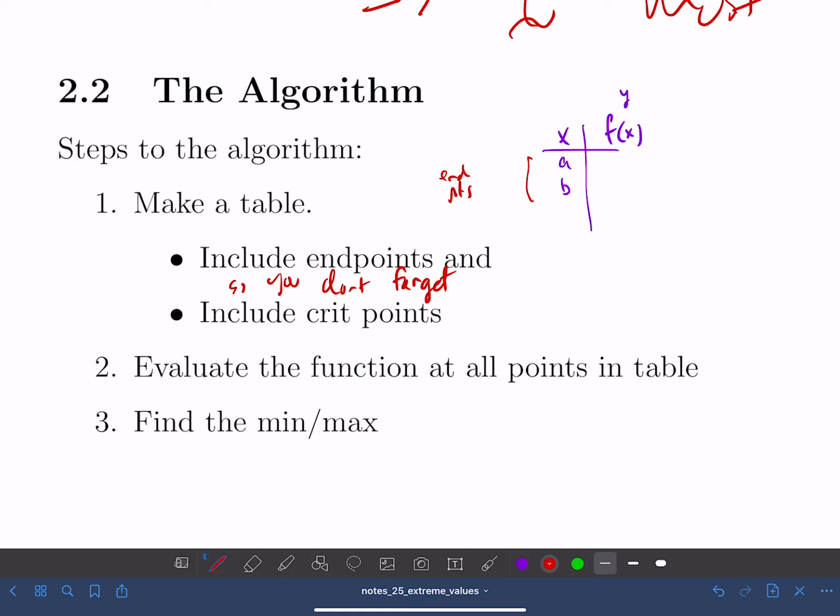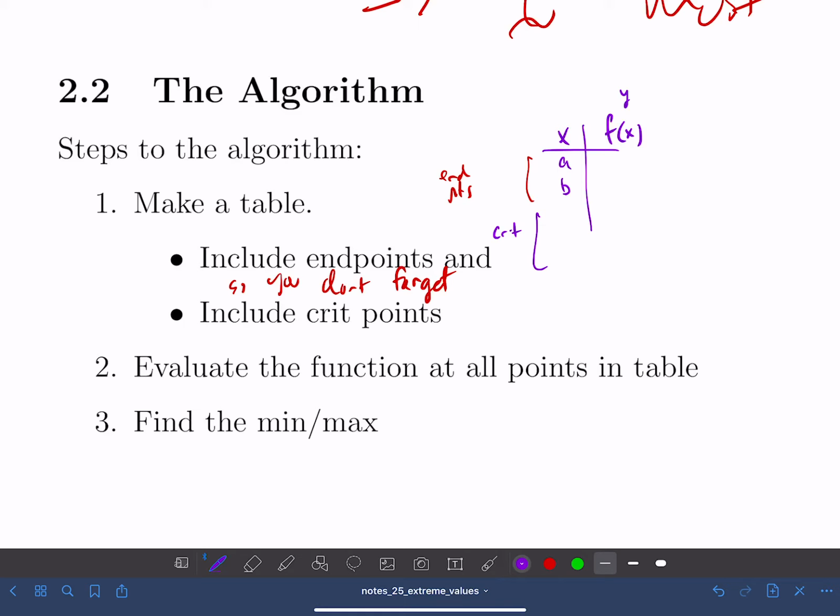Because it's easy to just go directly to finding the critical points and then forget to do the endpoints. It's a common source of error. The second thing we're going to do inside of making the table, so the subpoint, is we're going to include the crit points.